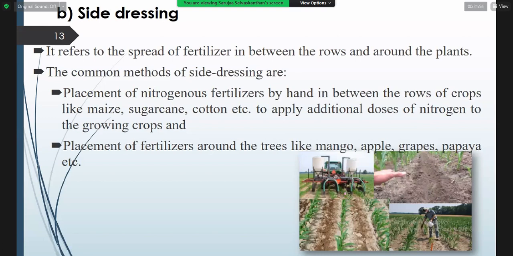This is a common method for placement of nitrogenous fertilizer by hand in between the rows of the crop. It is more suitable for maize, sugarcane and cotton, etc., to apply an additional dose of nitrogen to the growing crop. Placement of fertilizer around trees like mango, apple, grapes and papaya is also possible. We can apply around these trees. This is side dressing, one of the localized placement methods.